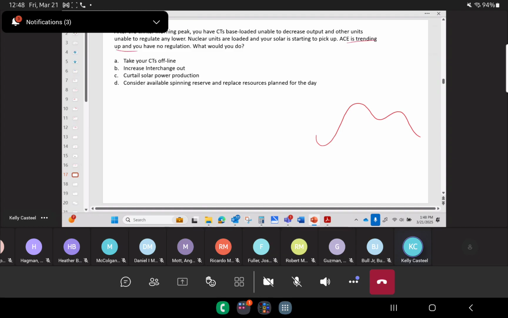ACE is trending up because load's dropping. You've got increased solar generation. You've got no regulation. What do you do? Well, of these options, take your CTs offline, which by the way is the correct answer.